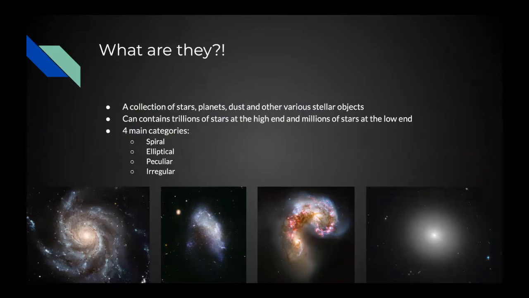Now, the biggest galaxies can contain trillions of stars. I repeat, trillions. That's 1,000 times a million into another 1,000, to put it simply. So it's just a million million, if you want to look at it that way. And there are four main categories of galaxies: spiral galaxies, elliptical galaxies, peculiar galaxies, and irregular galaxies. What is a peculiar galaxy? I'm going to explain that now.